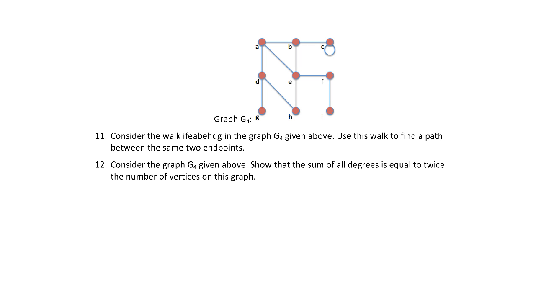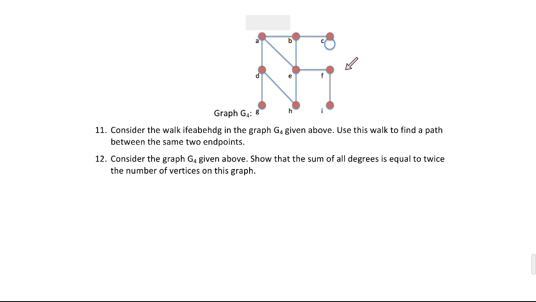Here's a couple more graph problem examples. We've got this graph G4 shown here with 9 nodes and 11 links, or 9 vertices and 11 edges. Consider the walk shown.